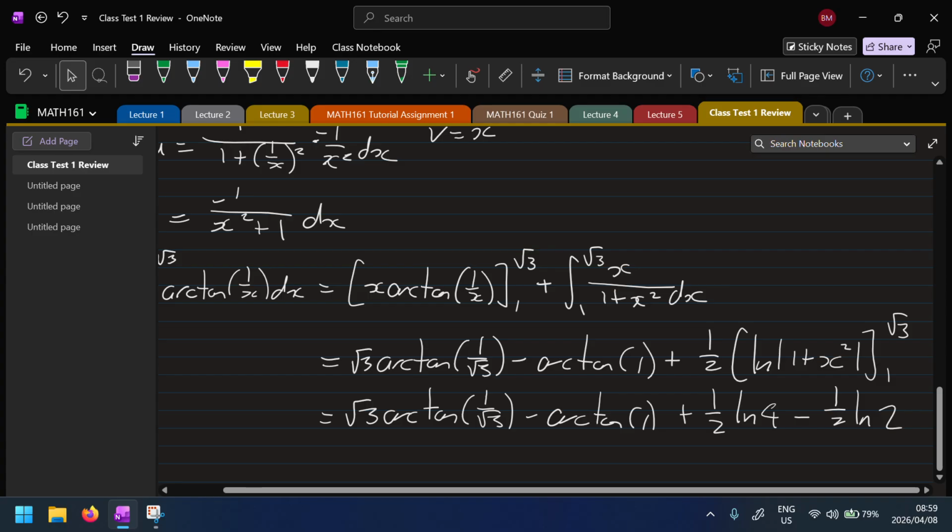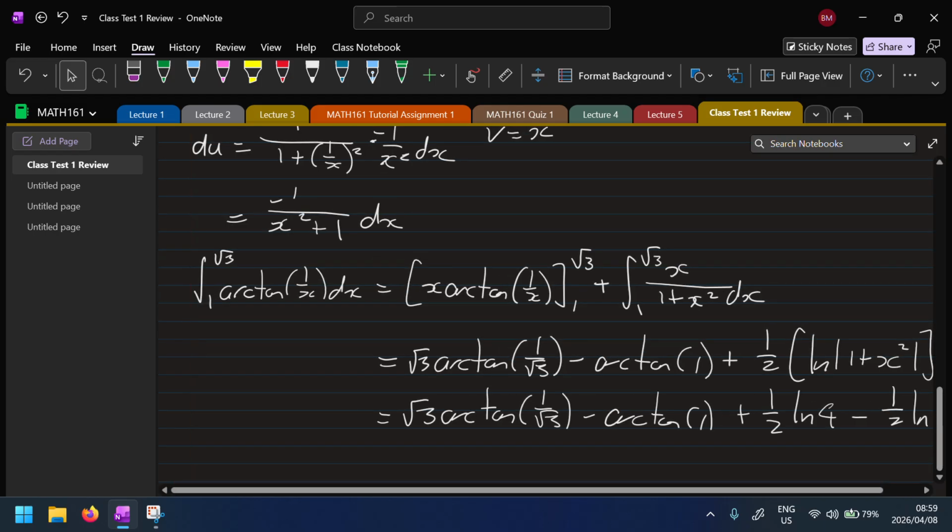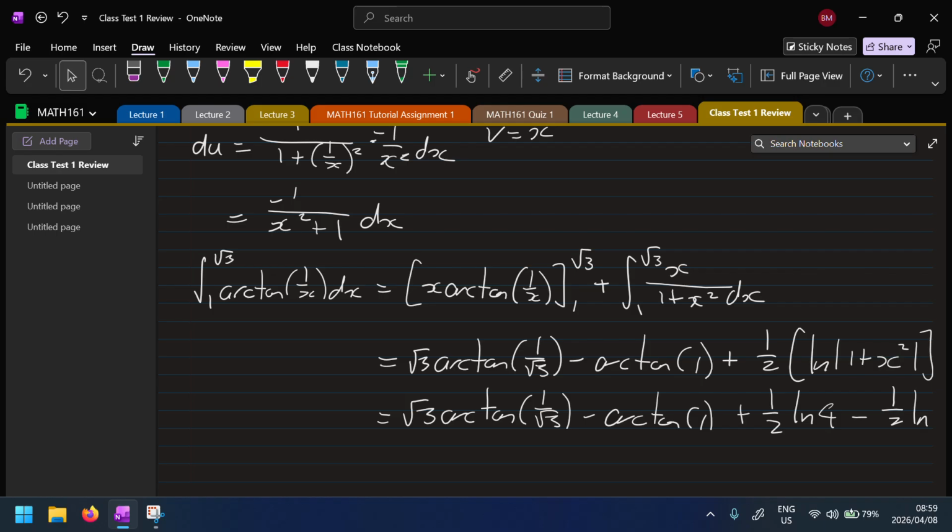So again, the marking was 1, 1, 1 for the 3 steps. Again, any issues, you put a little star. I'll check it afterwards. Any questions with this one?